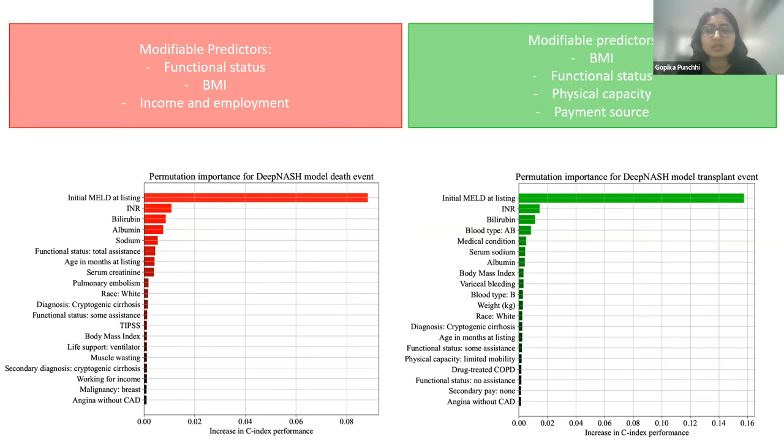In conclusion, DeepNASH can be used to leverage deep learning methodology to improve forecasting of waitlist trajectory in NASH patients, and it can also be used to identify variables that are associated with death or transplant, ultimately to optimize NASH outcomes on the waitlist.